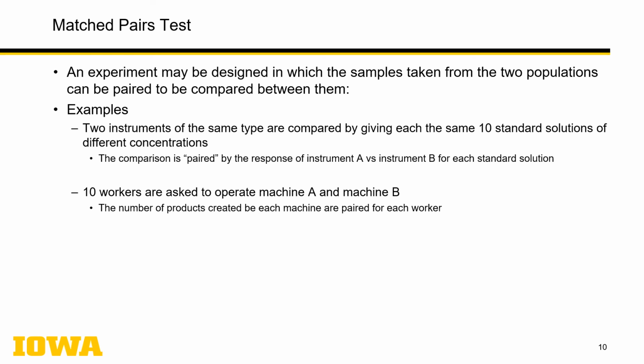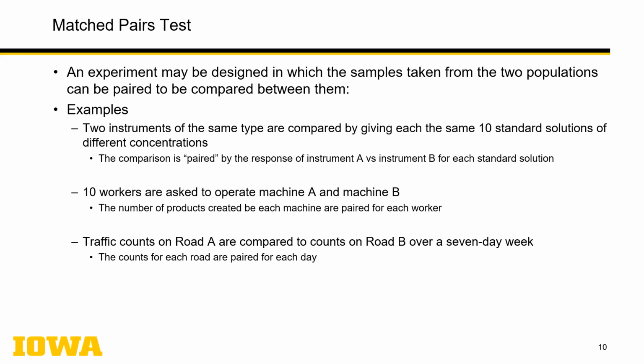Another one: you have 10 workers who are asked to operate machine A and machine B, and you're wondering on which one they can produce things faster. So you could assign 10 random workers out of 100 in your factory to machine A and another 10 randomly to machine B. That would be a two-sample t-test. But if we use the same 10 workers to operate both of them, now we're pairing by worker, right?